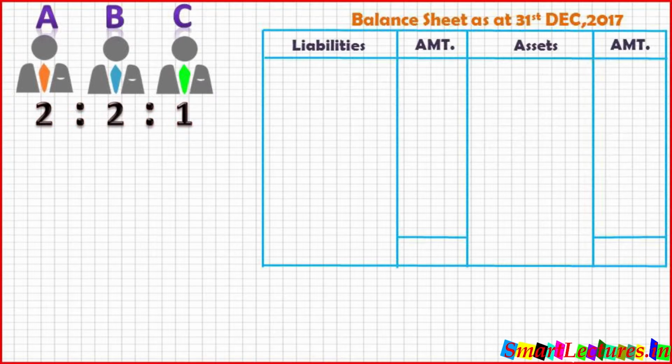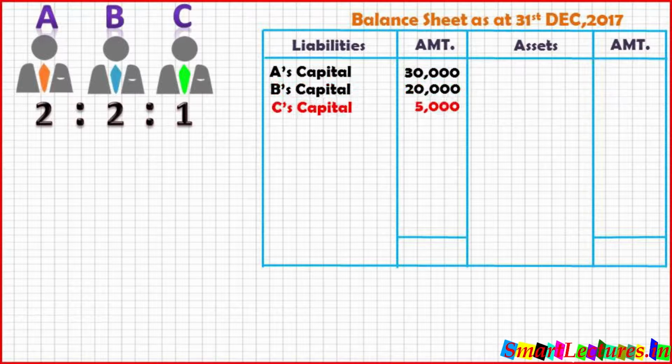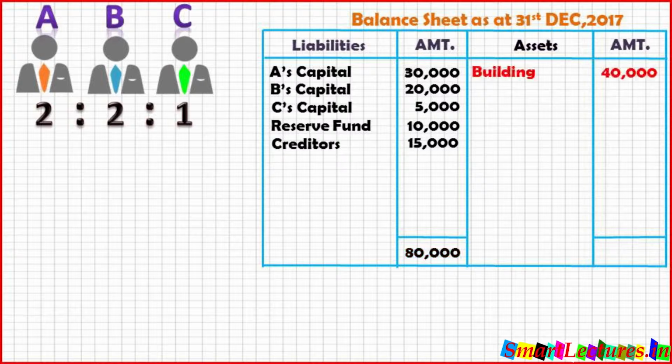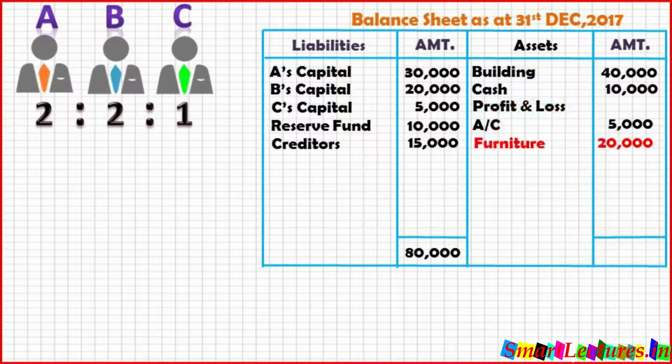A, B, C were three partners sharing profits and losses in the ratio of 2:2:1, and this was the balance sheet as at 31st December 2017. Capitals: A 30,000, B 20,000, C 5,000. Reserve fund 10,000, creditors 15,000, total 80,000. Building 40,000, cash 10,000, profit and loss account 5,000, furniture 20,000, joint life policy 5,000, total 80,000.